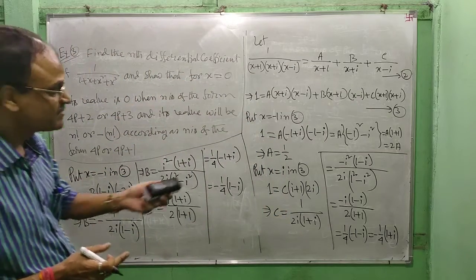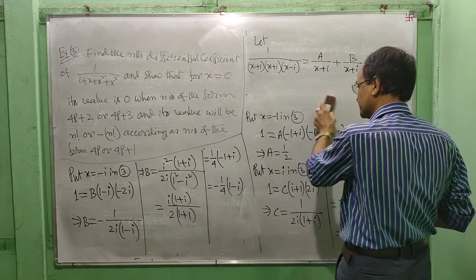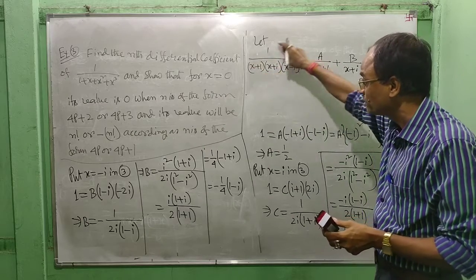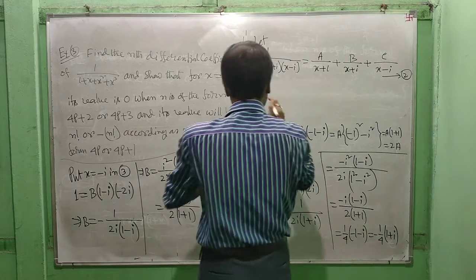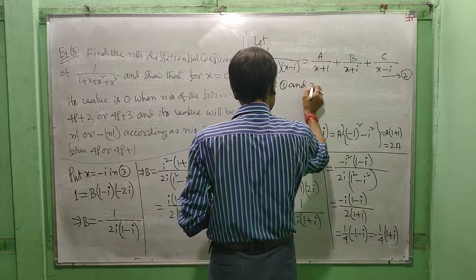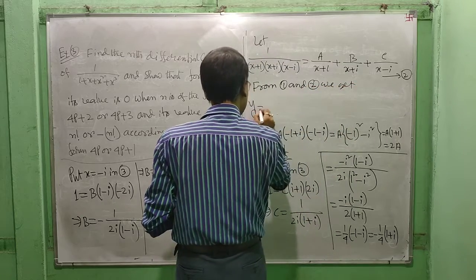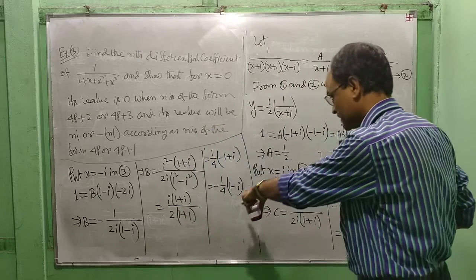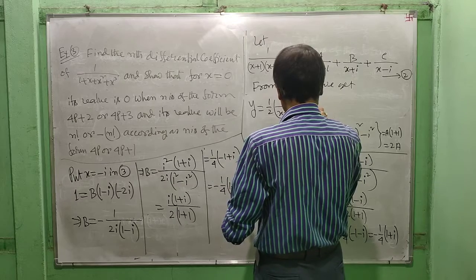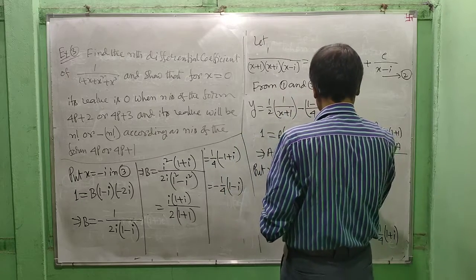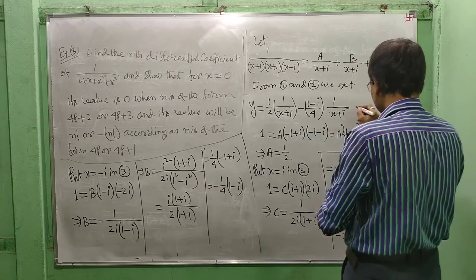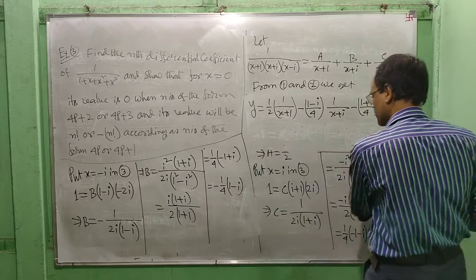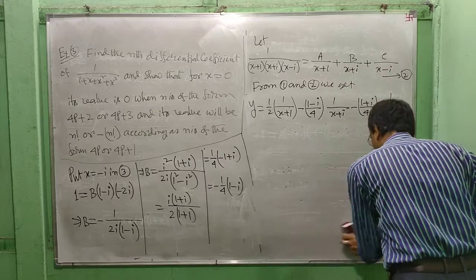Now from 1 and 2 we get, substitute the values of A, B and C. In 2 you will get this is equal to this. From 1, y is equal to 1 by (x plus 1)(x plus i)(x minus i). Therefore from 1 and 2 we get y is equal to, for A, 1 by 2 into 1 by (x plus 1); for B, minus (1 minus i) divided by 4 into 1 by (x plus i); for C, (minus 1 plus i) by 4 into 1 by (x minus i). Substitute the values of A, B and C.